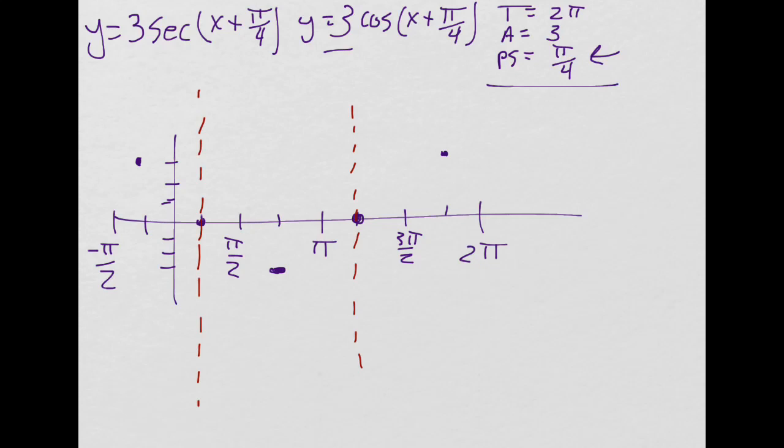So wherever it's positive, my graph is still going to remain positive. Wherever it's negative, it's still going to remain negative. And then I'm just going to go up to my asymptotes. I really like secant and cosecant graphs. I think they're fun to sketch. And that is one period of this graph.